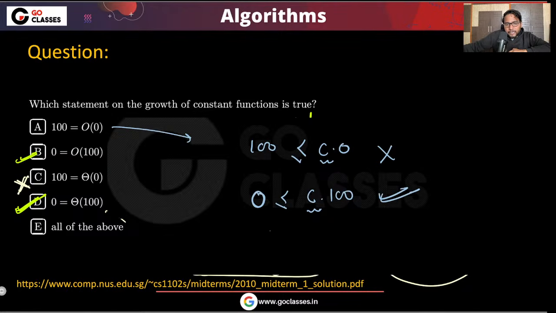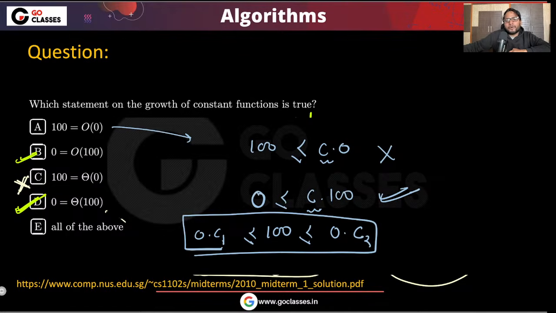Can 100 be lesser than or equal to 0 into C2 and 0 into C1? Can this be true? 100 cannot be lesser than or equal to 0, right? So that's why this is false. Because of the latter thing, this is false. Now what about this? Here, this 0, I'm saying, see here.